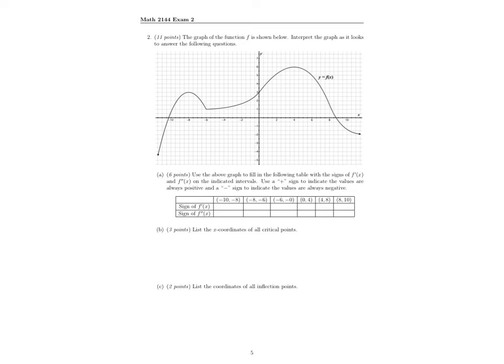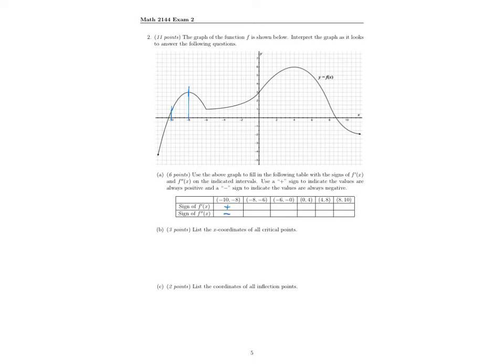Okay, so this here I'm looking at filling in the table with signs of f prime and f double prime on the indicated intervals. The first interval I'm looking at is from -10 to -8. On this interval, my graph is increasing, so f prime is positive, and my graph is concave down, so f double prime is negative.